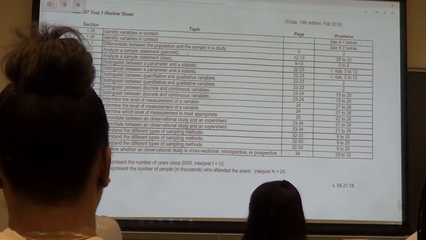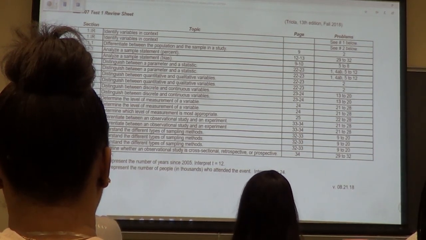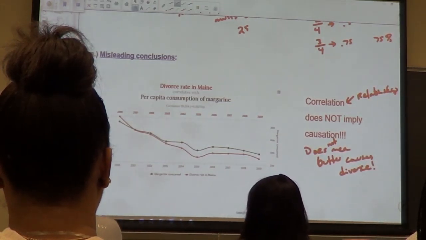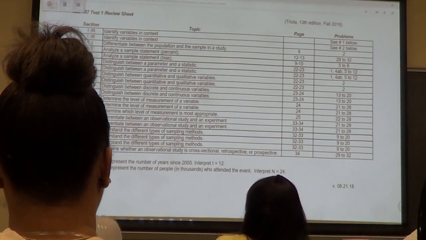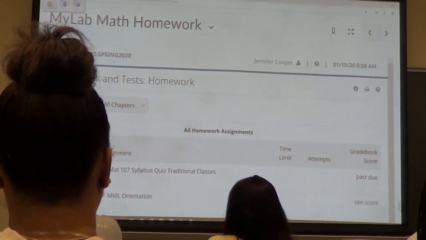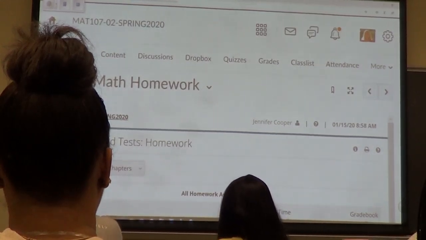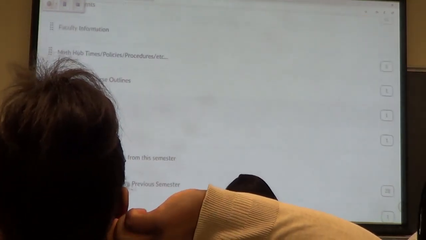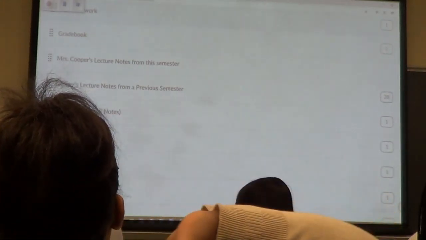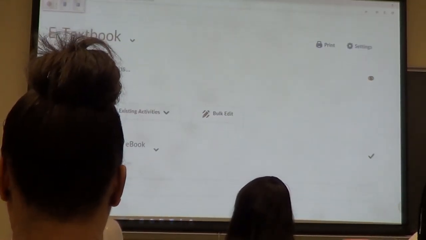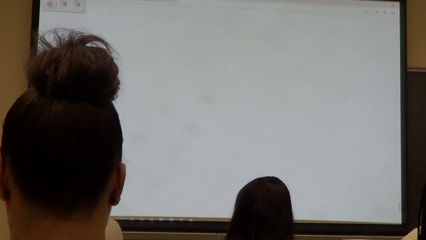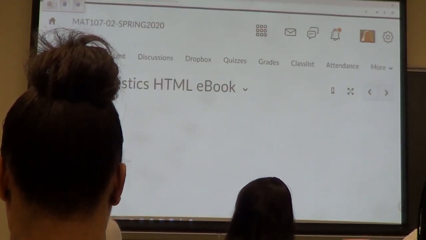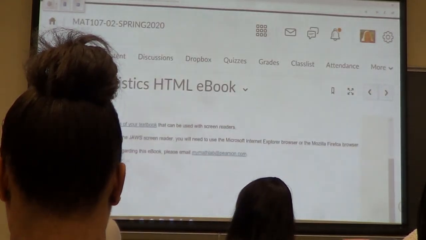So what you do is you can come out here and go back to content. So when you're studying, or you want to know what kind of questions she wants you to know, one of your little tabs says e-textbook. So you go into the textbook, and this was section 1.1 you want to look at.